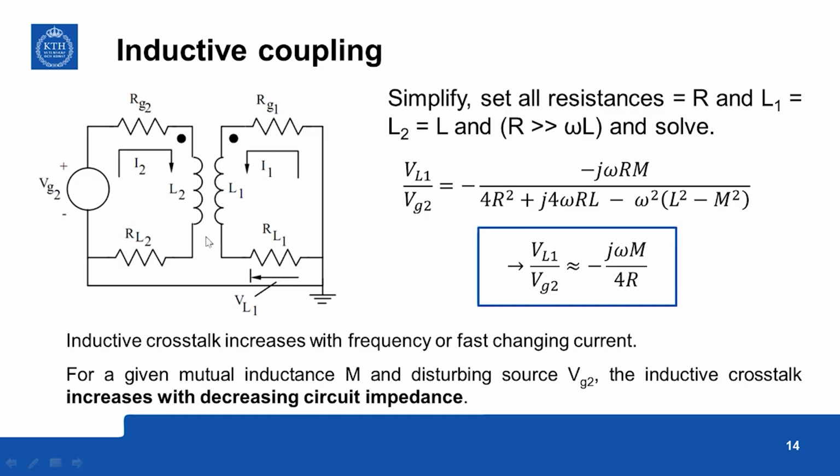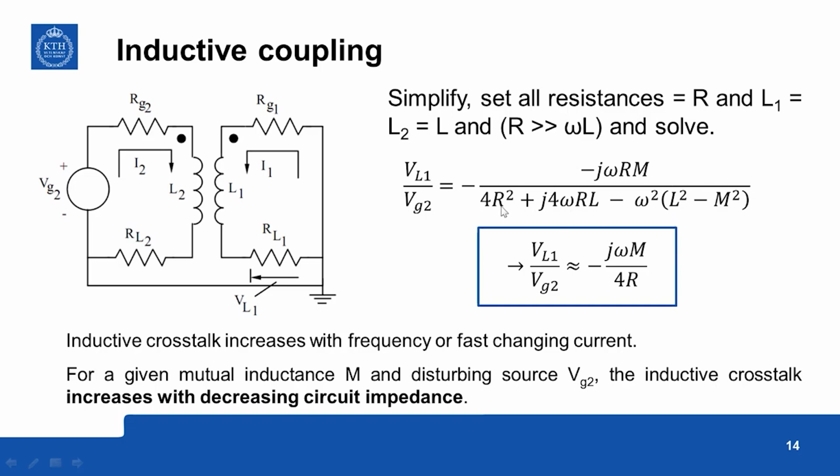And also, we say that the resistance is much larger than omega L. So we can neglect this inductive drop and keep only the mutual coupling. With those simplifications, we can write the transfer function VL1 by VG2 as this expression.